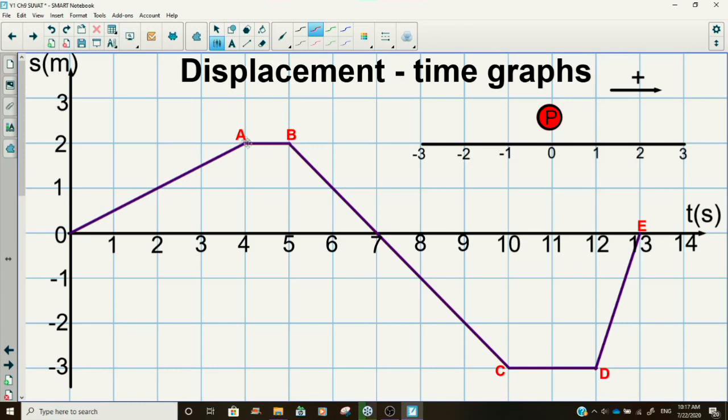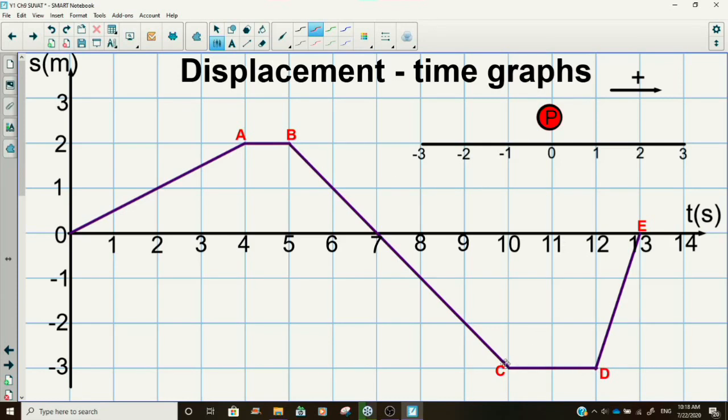Now from A to B, they don't change their displacement, and that's because between A and B the velocity is 0, so they're stationary for 1 second there. Then from B to C, they actually change direction and head back towards the starting point, which they reach at 7 seconds, and then they continue past the starting point until they get to point C, which is 3 meters from their starting point, but in the opposite direction. In this question, we've chosen right to be positive, okay? And we could also work out the velocity from B to C. That's going to be a negative velocity because it's in the opposite direction.